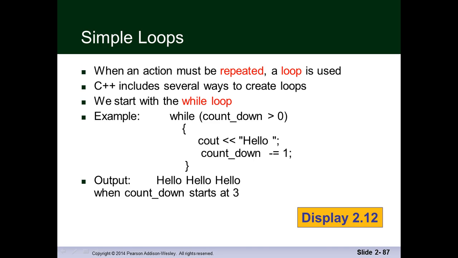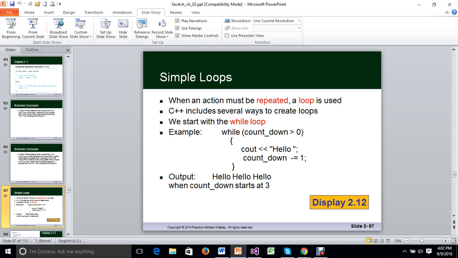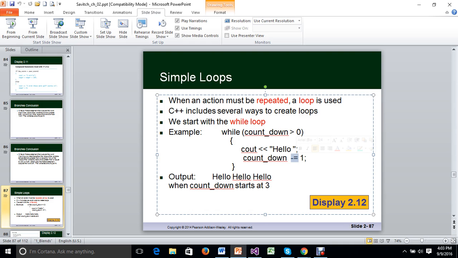You have your Boolean statement here. Remember, whenever you have a loop or a branch, you have something inside parentheses that is your Boolean statement. Here we're counting down. So if the countdown is greater than 0, then you're going to output hello, and then, remember what I said about the shortcuts, this is minus equal to, so that means that you are subtracting 1.